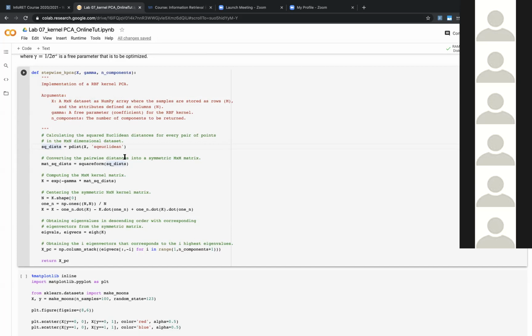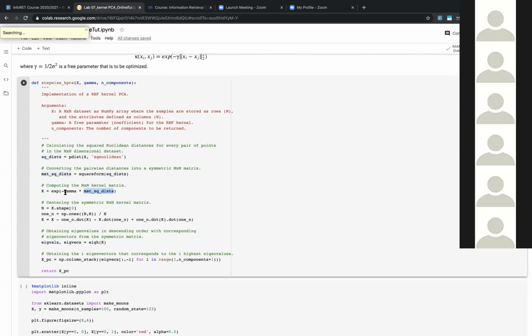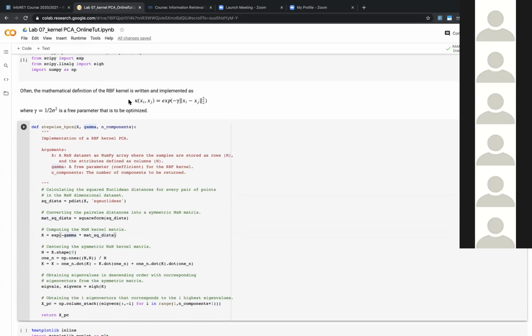This is really important because we want these pairwise distances in a symmetric m cross n matrix, since it makes the calculation easy, as you will see in the next step. Now you have this matrix of squared distances, and you can simply implement this kappa function, basically the RBF kernel. You have the squared Euclidean norm, and you simply multiply it with gamma, where the multiplication is element wise, with this matrix.